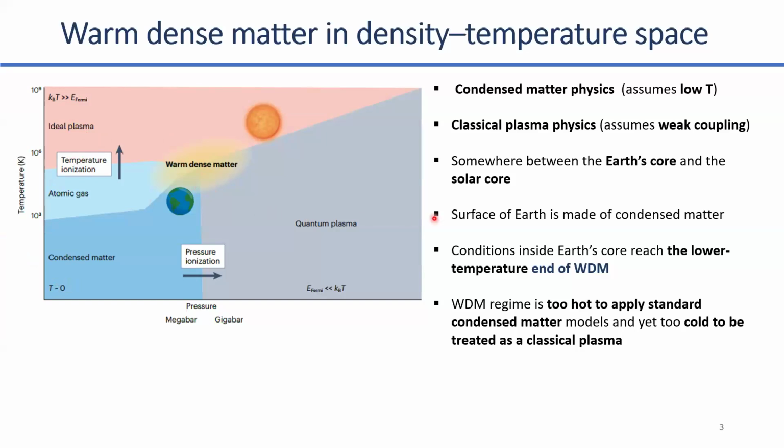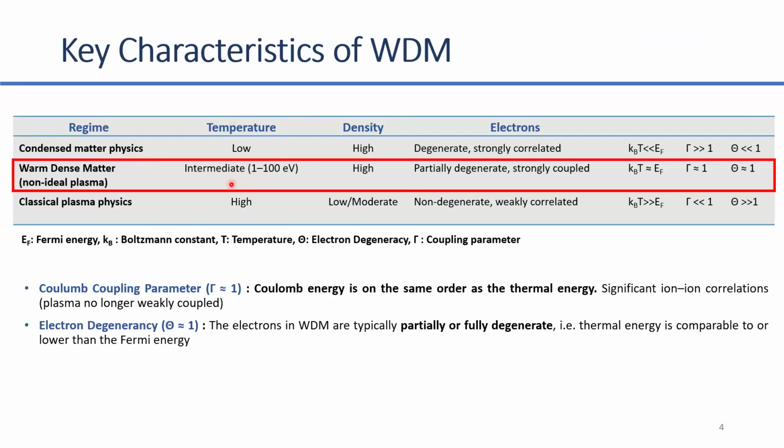And if we look at warm dense matter, it sits somewhere around the Earth's core, but not the sun's core. And another thing is that it has an intermediate temperature, as I said, which is 1 to 100 electron volts, and it has high density, and it is partially degenerate and strongly coupled.